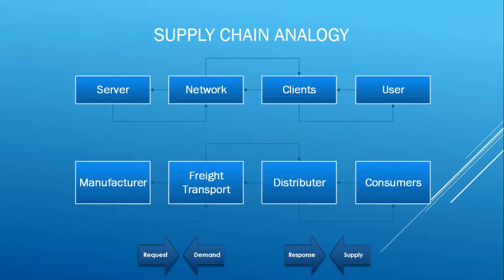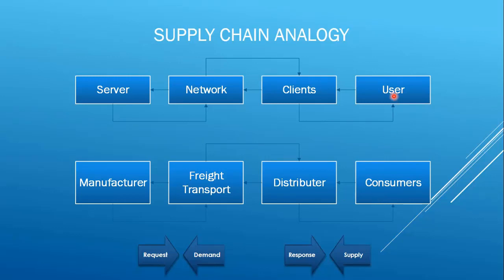Let's try to understand this concept with the help of a supply chain analogy. Suppose there is a demand among consumers for a product X. Consumers go to the distributor and ask for product X. If the distributor doesn't have it, then he passes the message to the manufacturer that there is a demand for product X. The manufacturer produces the product and supplies it back to the distributor through transport, which is further supplied to the consumers.